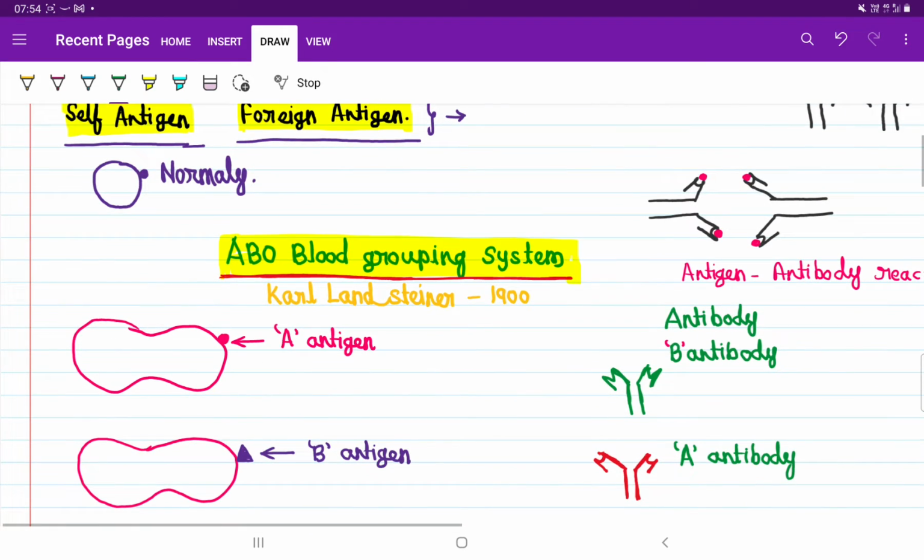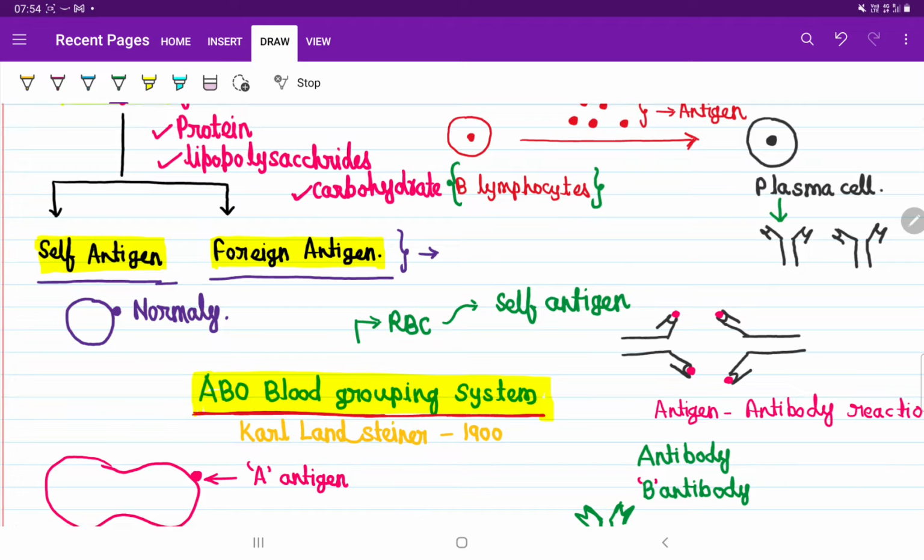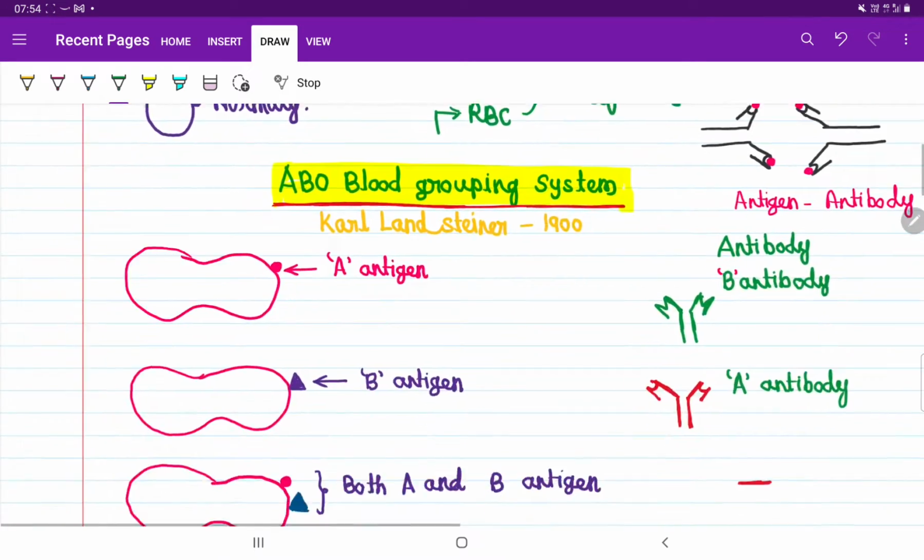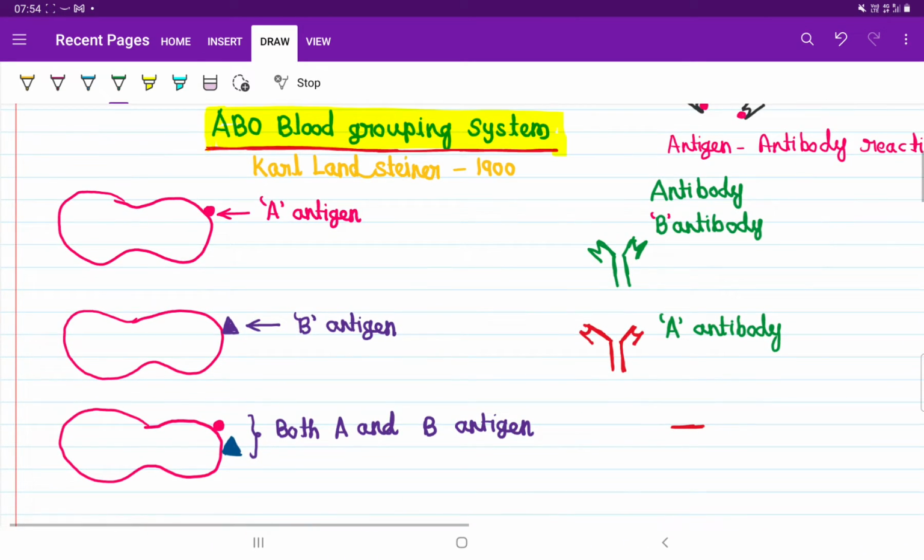Now, on the basis of some self antigens, we have divided our blood into different blood groups. On our red blood cells, on the surface of the red blood cell, in the plasma membrane of the red blood cell, some antigens are present. Obviously they are self antigens. On the basis of that, we divided our blood into different groups.